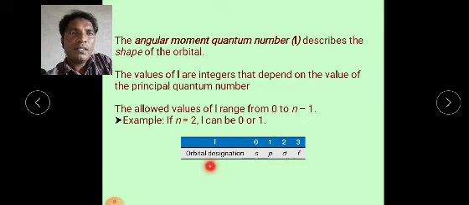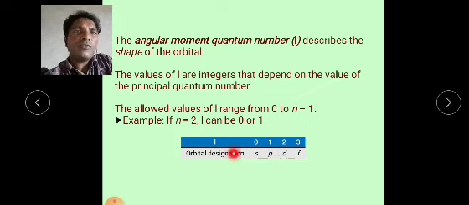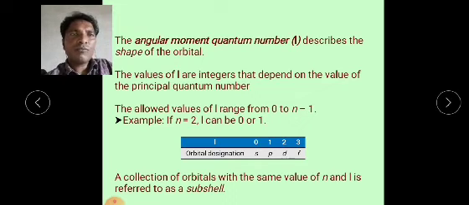See here, l, the angular quantum number. When the angular quantum number is 0, the orbital designation is s. If the angular quantum number is 1, the orbital designation is p. When the angular quantum number is 2, the orbital designation is d, and when the angular quantum number is 3, the orbital designation is f. A collection of orbitals with the same values of n and l is referred to as a subshell.